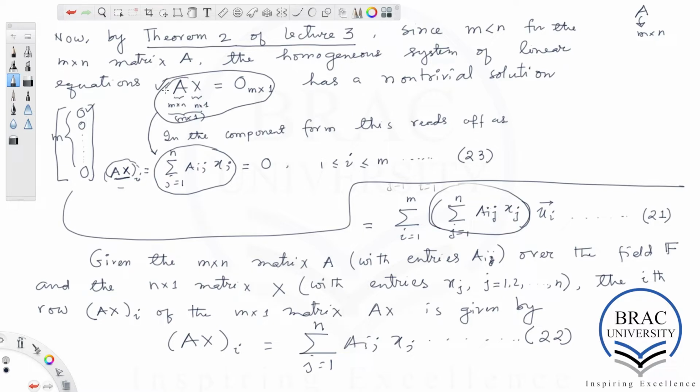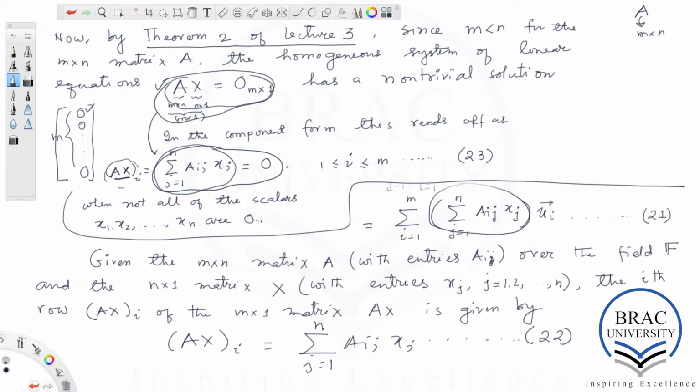So this matrix equation translates to this equation component-wise. This is the story of one of the components of this m times 1 matrix. Similarly for the left hand side. So this has a non-trivial solution, which means that this holds when not all of the scalars x1, x2 all the way up to xn are 0. This is what we mean by the system admitting a non-trivial solution.